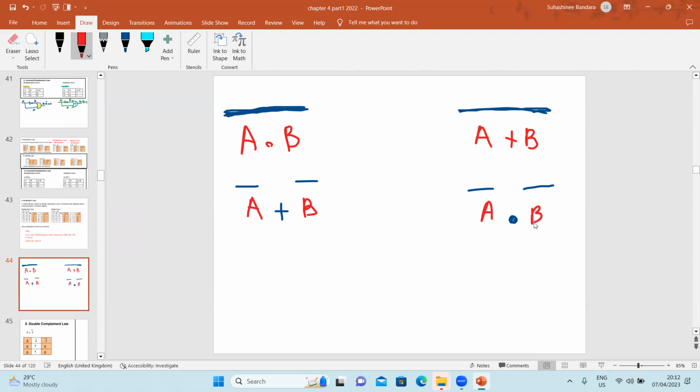Okay, that's it. De Morgan's law says if there is A dot B with an over bar on top, then the over bar is going to break into two and give a bar for these two. The dot becomes plus, so A bar plus B bar. That is De Morgan's law applied to A dot B over bar.